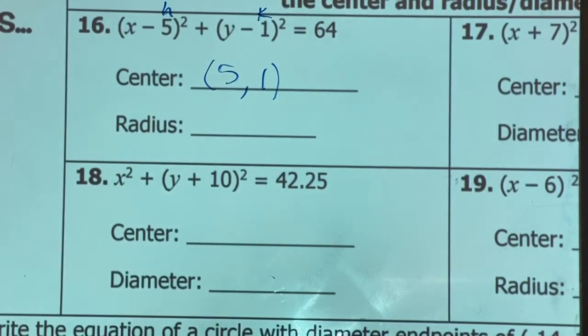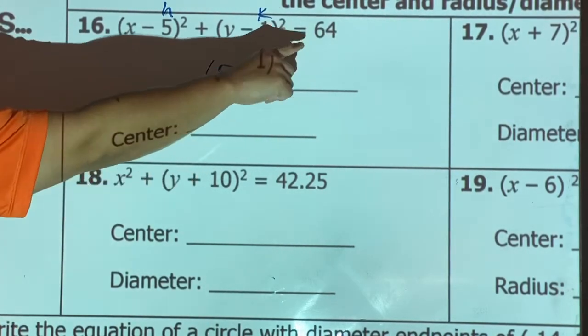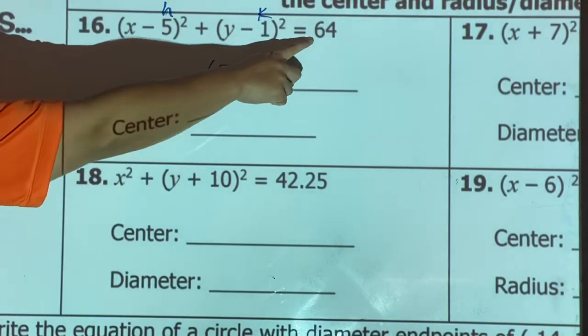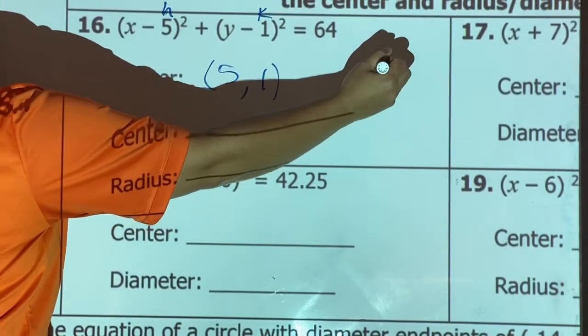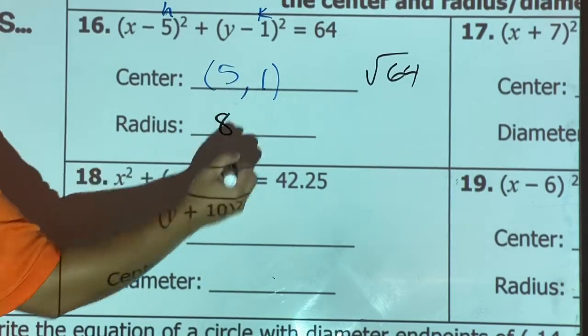And then the radius, right? The radius would be here. So the radius was r squared. So that means you just want to take the square root of 64. Right? So if you take the square root of 64, then you would get 8. So the radius would be 8.